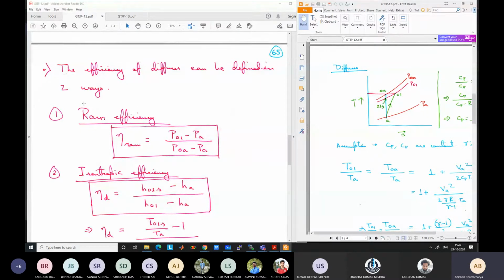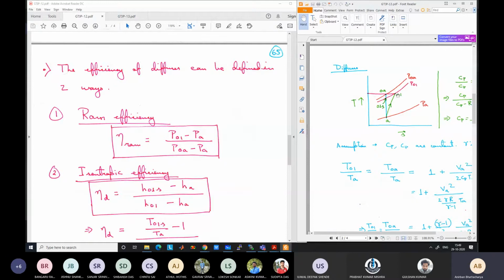This ram efficiency becomes very important for ramjet engines, as you can understand from the terminology. In a ramjet engine, the ramming effect occurs only because of the diffuser, so we will see that the actual pressure rise only depends on the diffuser. There is no compressor. Anyway, this is known as ram efficiency and is given in this way: P01 minus PA by P0A minus PA. It is the efficiency of the diffuser, and this depends on the frictional losses.